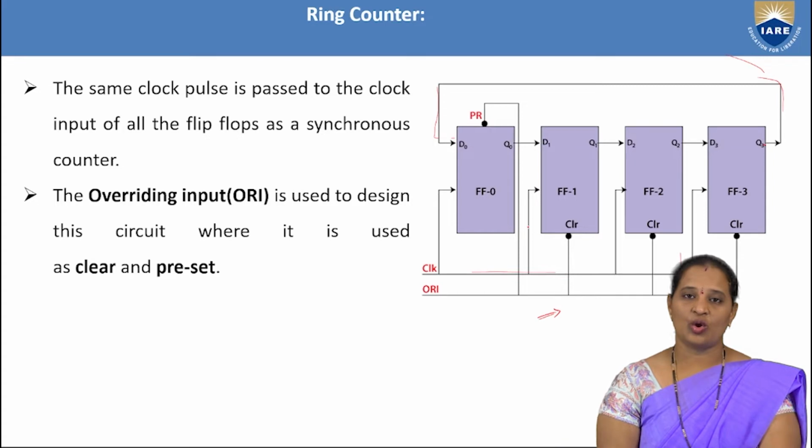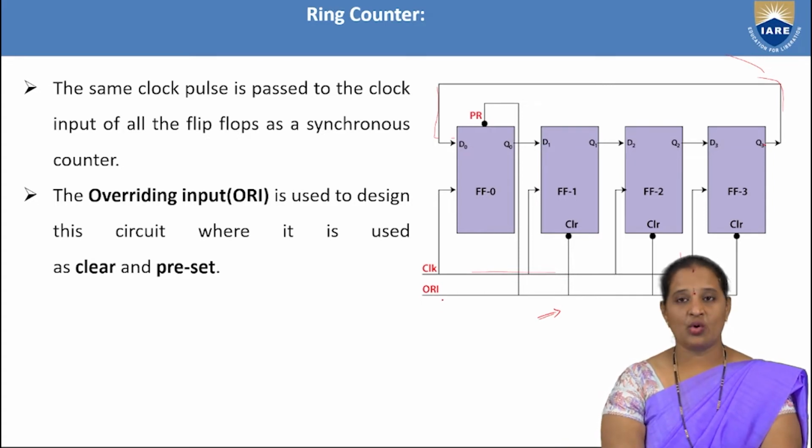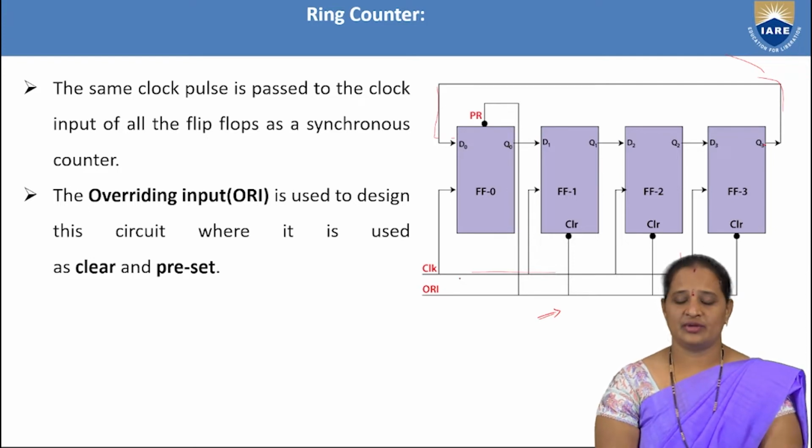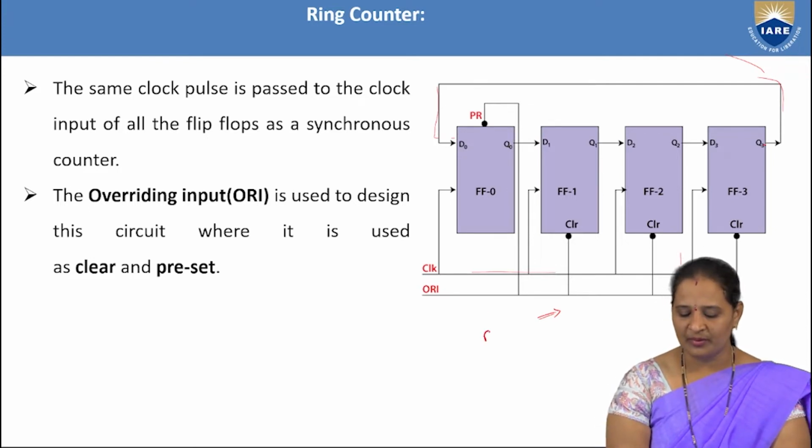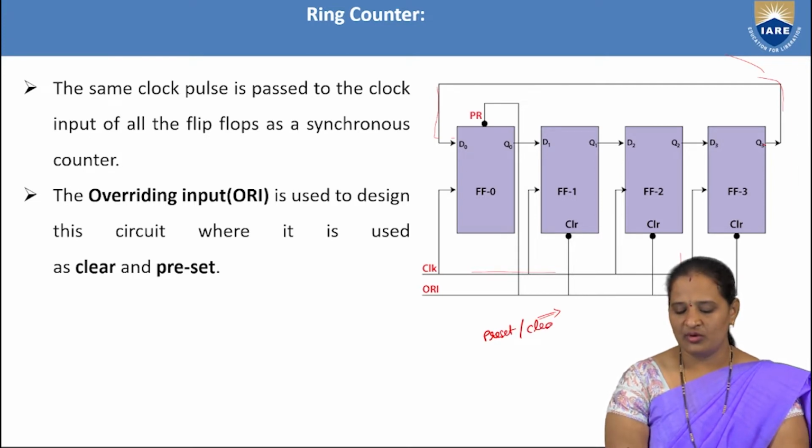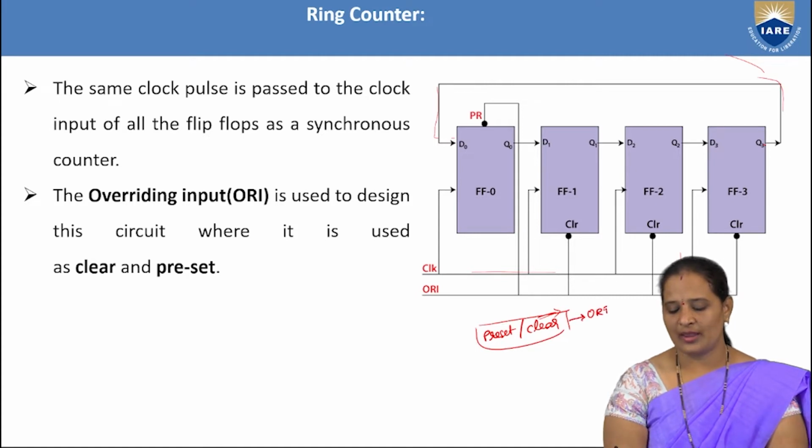All the flip-flops are applied with the same clock. One more thing you can observe is another input, ORI, which stands for overriding input. So what do we mean by overriding input? This overriding input may be either preset or clear. Why are we calling these two inputs ORI?